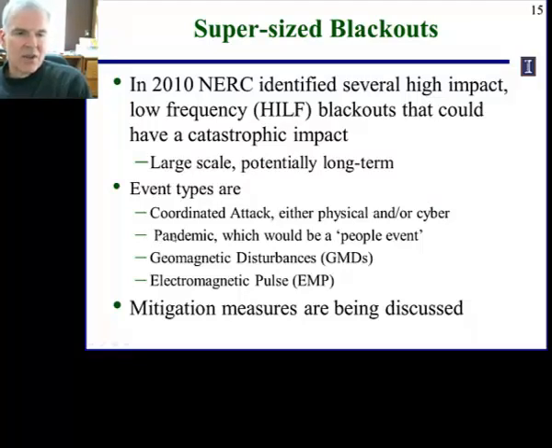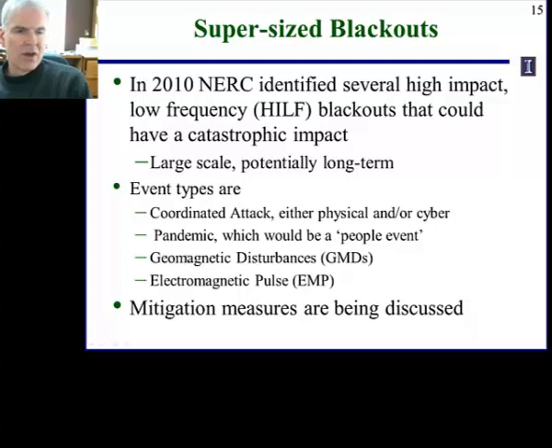The second one, the pandemic, is what they call a people event. A pandemic such as a flu bug that's quite deadly wouldn't directly affect the power grid, but it would be what they call a people event, where the people that are needed to operate the grid don't come into work, so you have a worker shortage, and that could cause a wide-scale blackout.